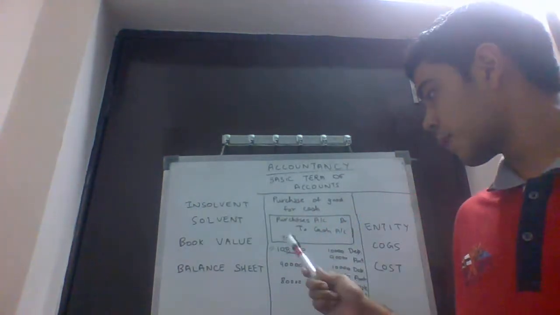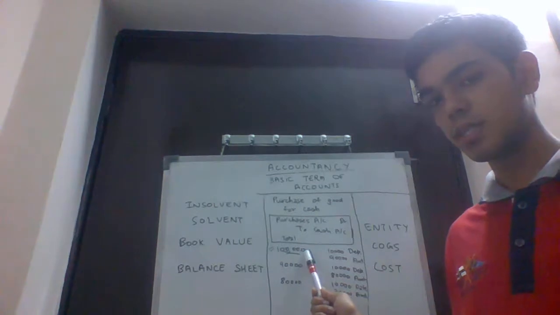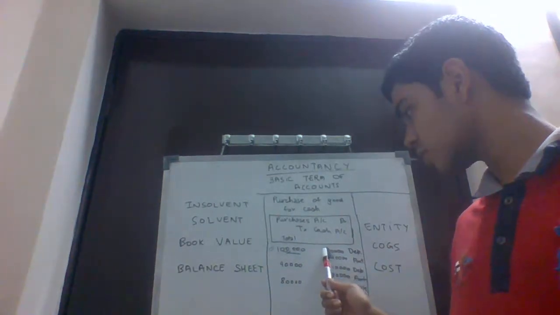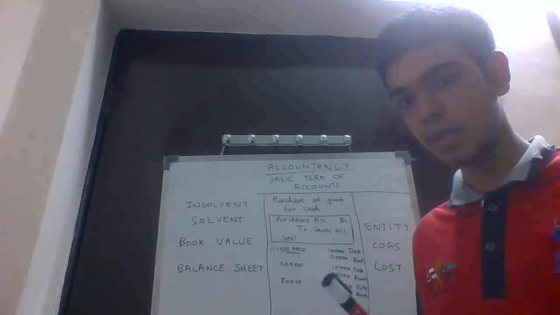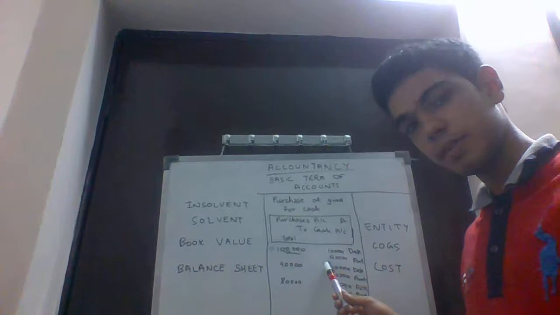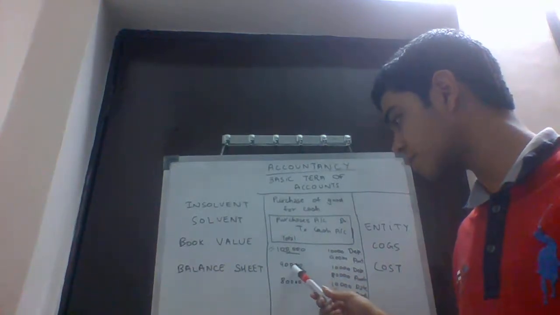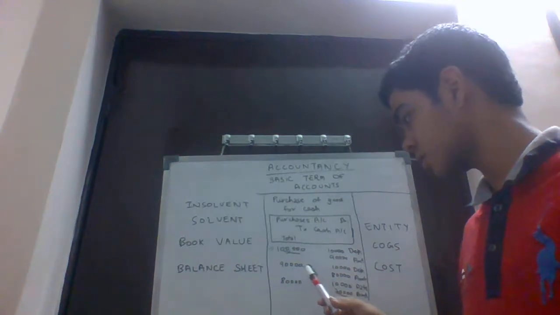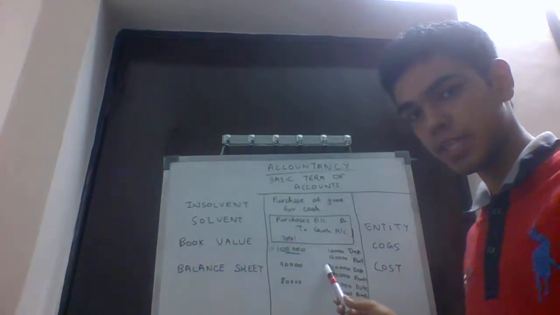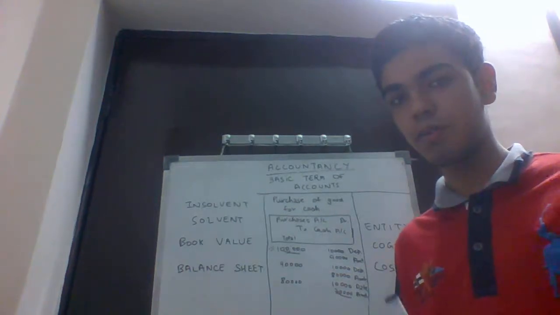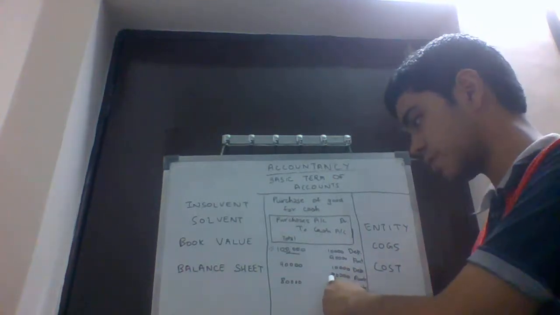So the price of the machinery was 1 lakh rupees. In the first year, we applied depreciation worth rupees 10,000 on the basis of the 10% straight line method. The remaining balance was rupees 90,000. In the second year, we again applied the depreciation, that is 10,000 rupees, and the book value of the machinery was reduced to rupees 80,000.